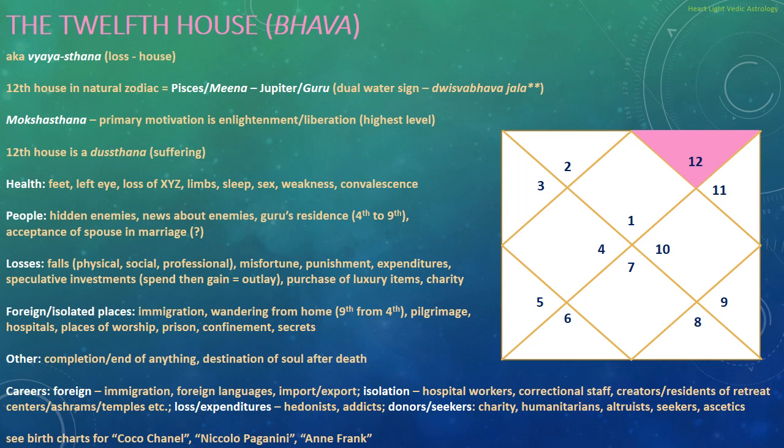The other thing is sleep is on this list for health in the 12th house, as well as sex. The reason why is because it's a house of losses. When you're sleeping, that's a temporary loss of consciousness. And with sex, there are different losses there. There's typically a loss of fluids, and there can also be a loss of consciousness, like when people orgasm, that sort of thing.